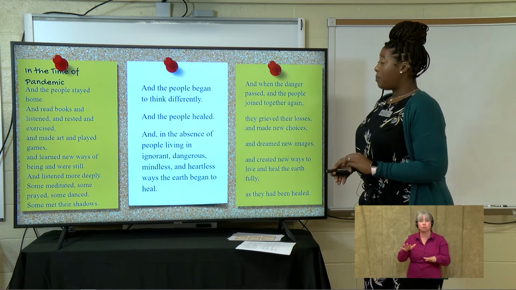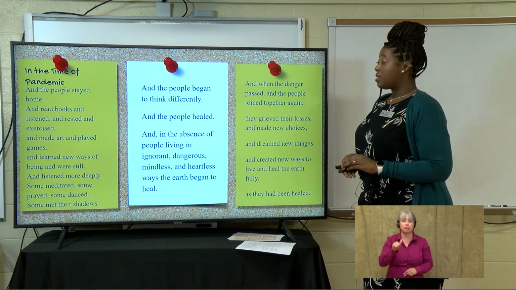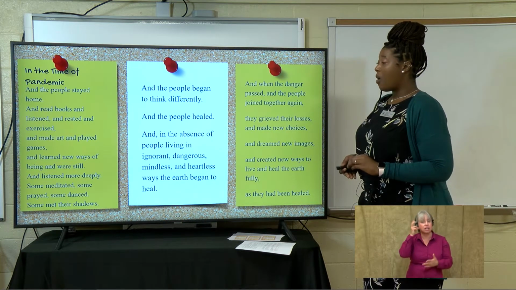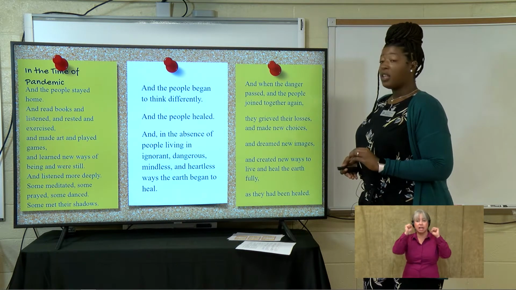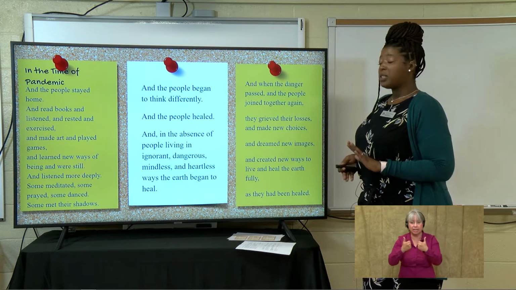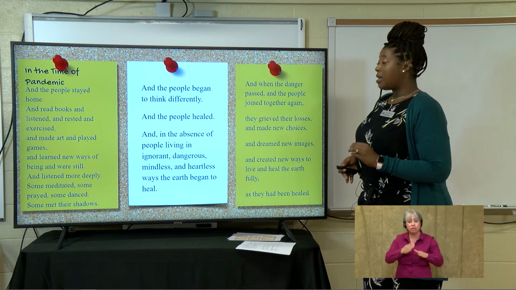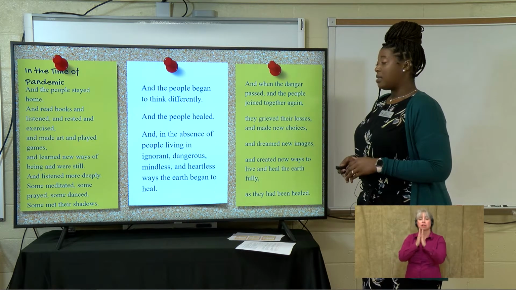As the people stayed home and read books and listened and rested and exercised and made art and played games and learned new ways of being and were still and listened more deeply, some meditated, some prayed, some danced, some met their shadows.